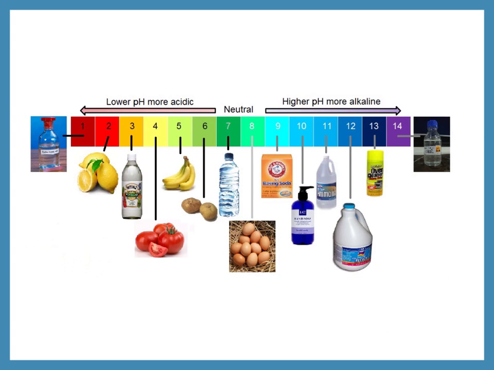Here's a graphic showing you some real-life examples of things and how they have pHs. On the far side over here we have hydrochloric acid, and over here this is NaOH, so sodium hydroxide. You can see things like tomatoes and ammonia, and here's water, and what basic pH they have.